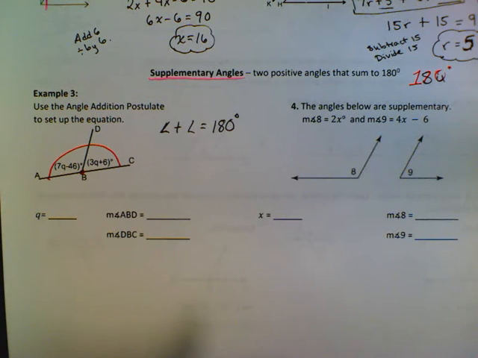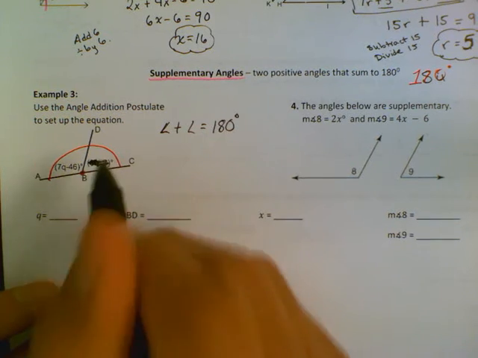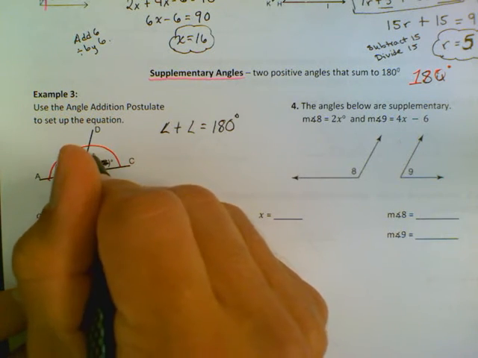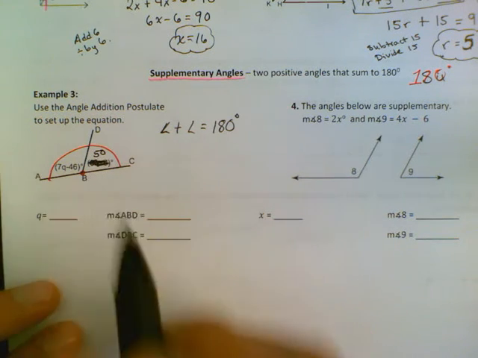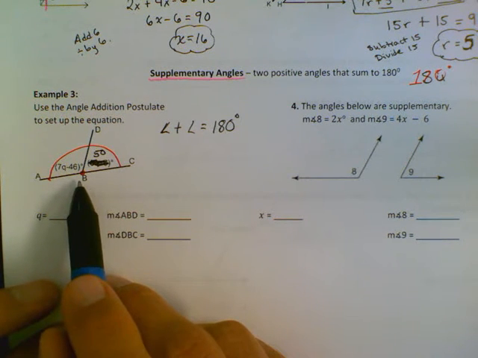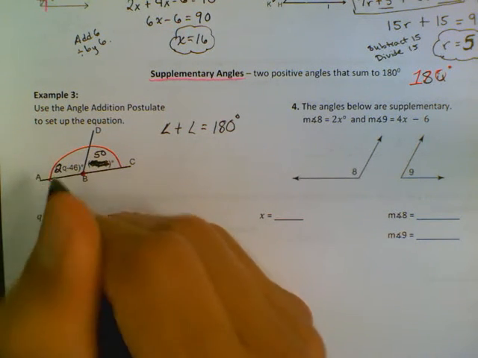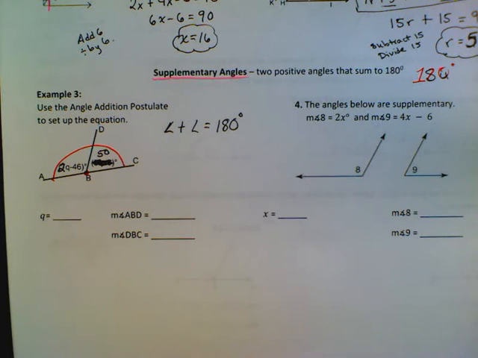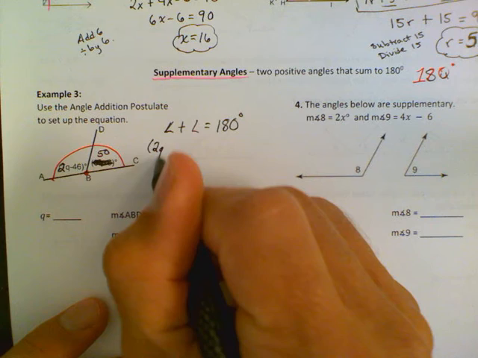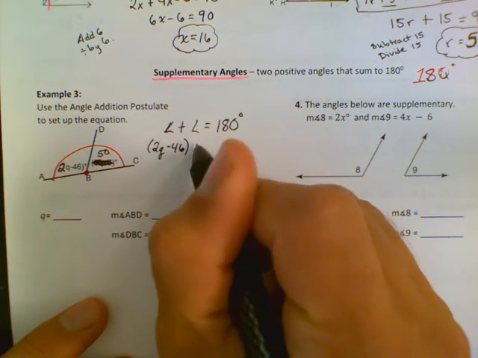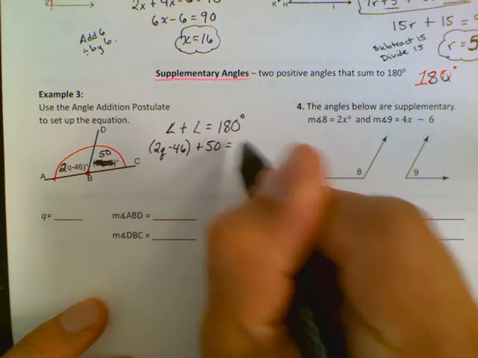Okay? And I wish these numbers were a little bit easier. So, just to make this not so scary to look at as a first-time learner, let's call this 50. 184 is divisible by 2, so let's just call this 2. All right. Maybe this problem will look a little bit nicer now. Okay, so I have two angles. I need to add them together. I have 2q minus 46 plus 50 equals 180.